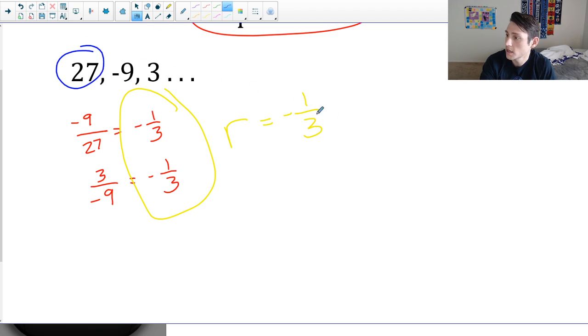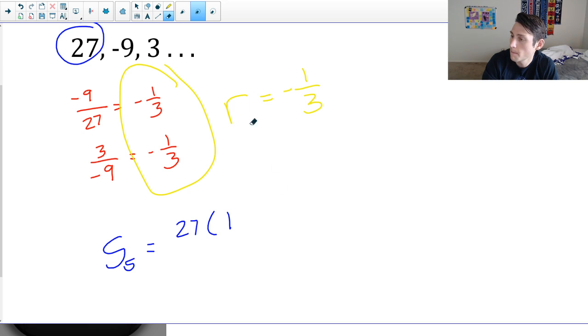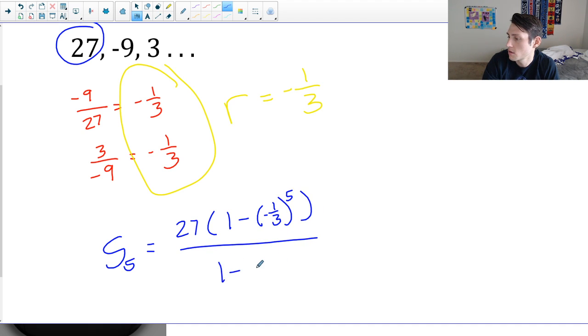So I know what A1 is. I know what the ratio is. So we should be able to just use our formula now. So S5 equals A1 times 1 minus negative 1/3, so 1 plus 1/3. Actually, hold on. That's because I need the nth power. So 1 minus negative 1/3 to the nth power, so to the 5th power, divided by 1 minus negative 1/3. So that one would be 1 plus 1/3.